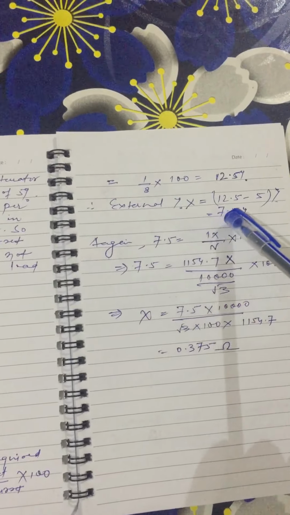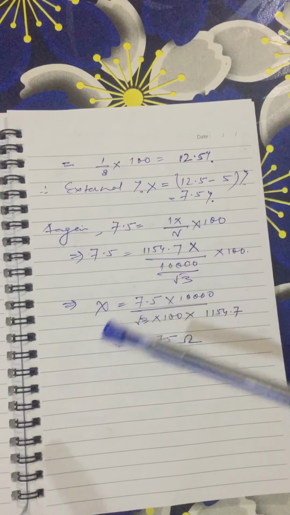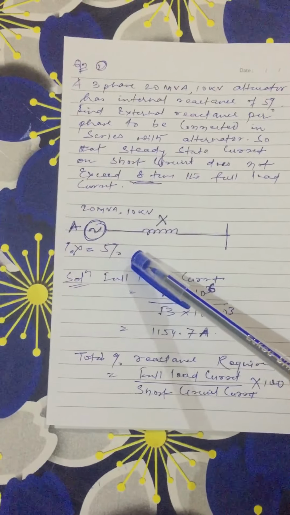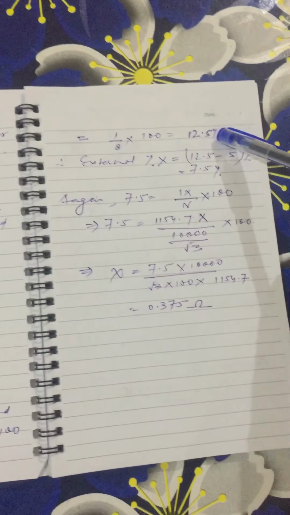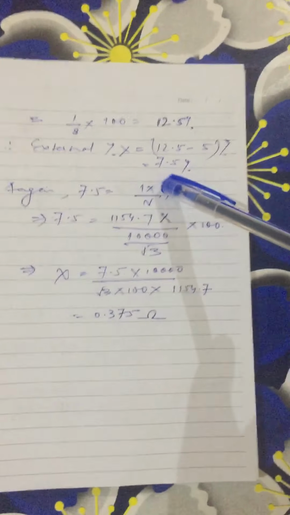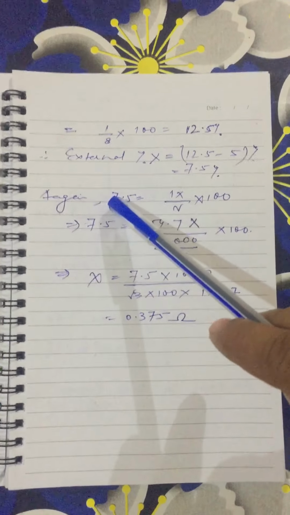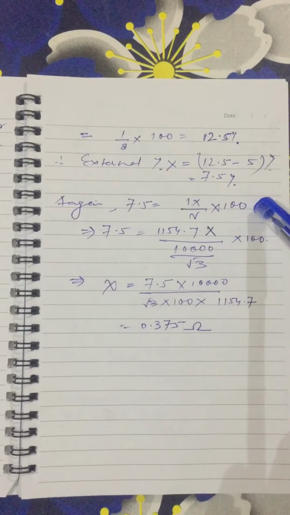So the external percentage impedance we need to find out is 7.5%, because 5.5% was already our internal impedance, and this was our total impedance. So the external percentage impedance came as 7.5%. Again, this 7.5% will be equal to IX by V into 100.